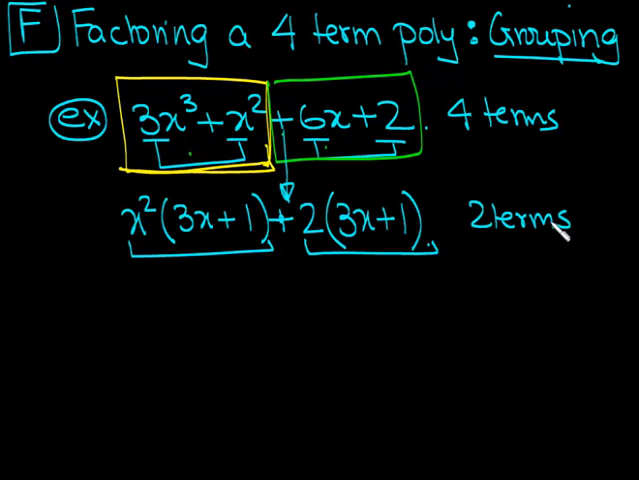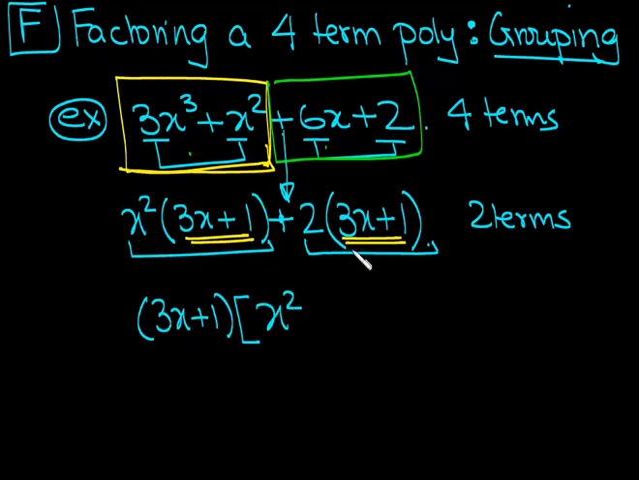That's progress. What's common in those 2 terms? You can clearly see both of these terms have 3x plus 1 and 3x plus 1. So let's factor that out. Let's take that out. 3x plus 1 comes out. What am I left with then? If I take this and divide by 3x plus 1, they will cancel. So I'm left with just x squared. If I take this and divide by 3x plus 1, they will cancel. So I'm left with plus 2. Okay, and there's your answer.